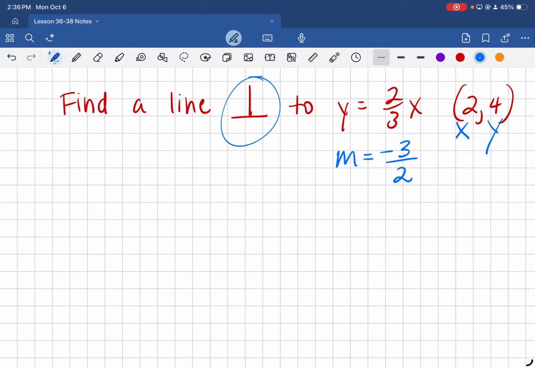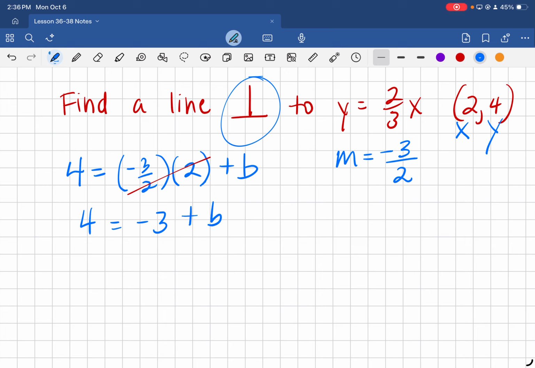Plug, you put x and y in. So tell me what to write. 4 equals -3/2 times 2 plus b. Perfect. Look how nice this is, guys. They cross cancel. I love it when that works out like that. 4 equals -3 plus b. How do I get that -3 over? You add it. So you'd have b equals 7.